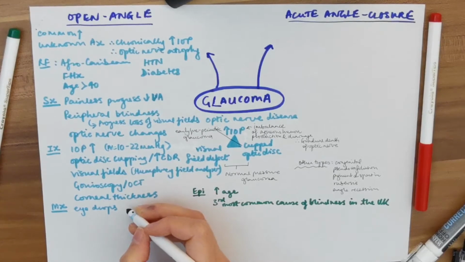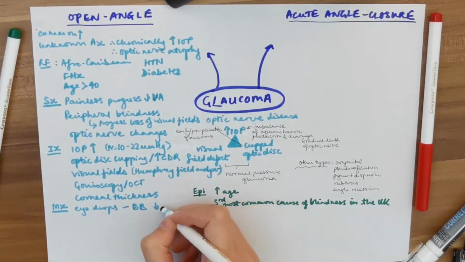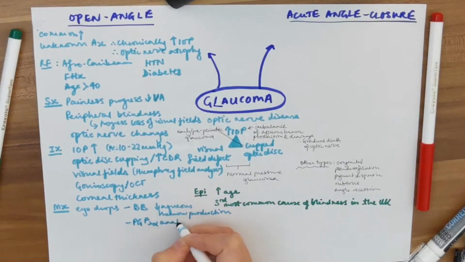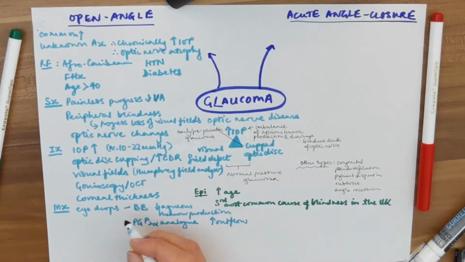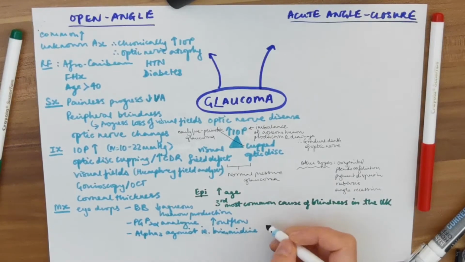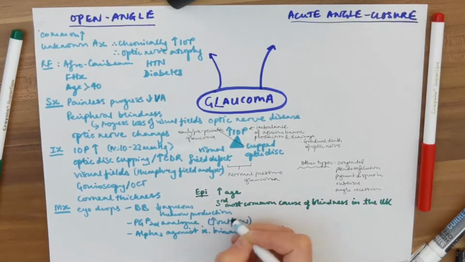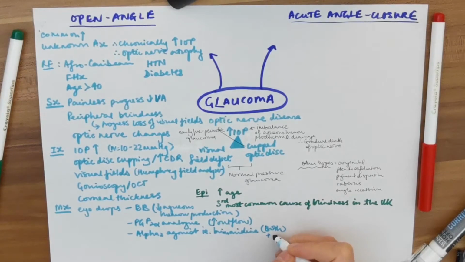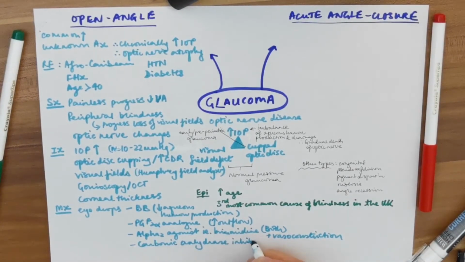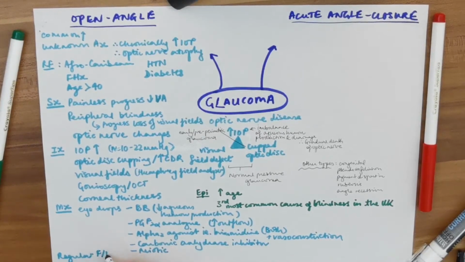The mainstay of treatment is using eye drops. Beta blockers can decrease aqueous humor production at the ciliary body. Prostaglandin F2 alpha analogues can increase aqueous humor outflow. Adrenergics like brimonidine can decrease the synthesis of aqueous humor and increase outflow, and it also treats the erythema by causing vasoconstriction. Other things include carbonic anhydrase inhibitors and miotic drops.